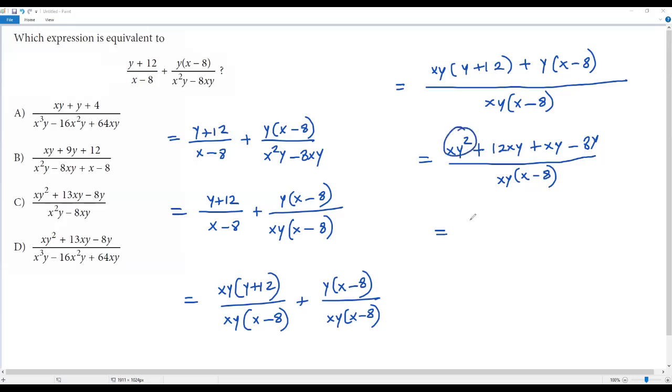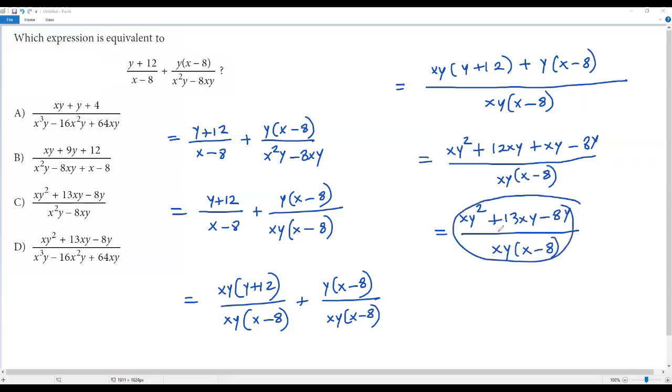The first term, xy², can be written as it is. And we can combine these two like terms because both terms contain xy. When I combine positive 12xy and positive 1xy, I'm getting positive 13xy. So we have negative 8y over xy(x - 8). That's all the simplification I can do.